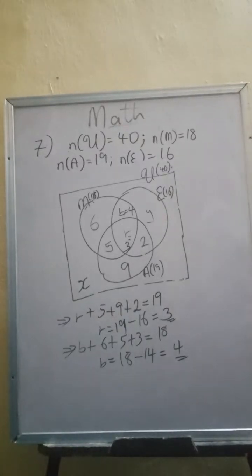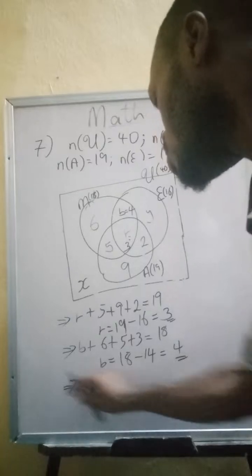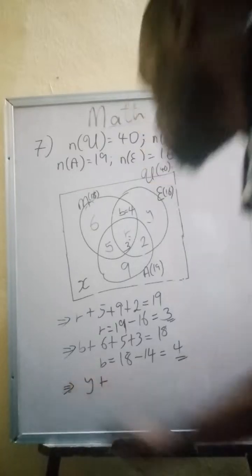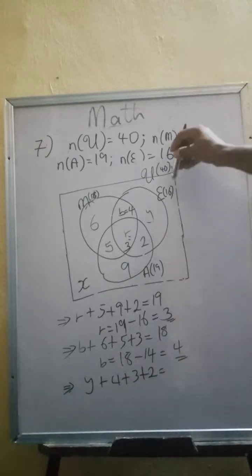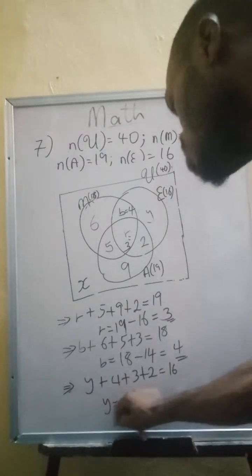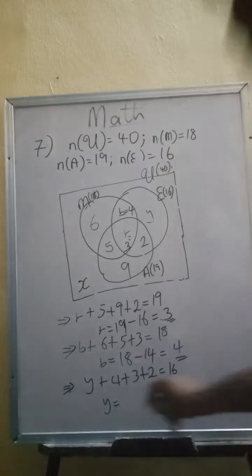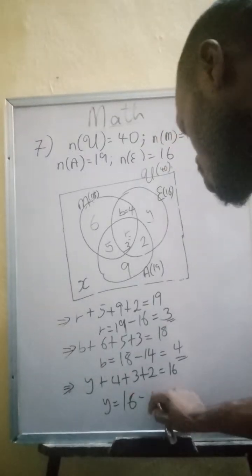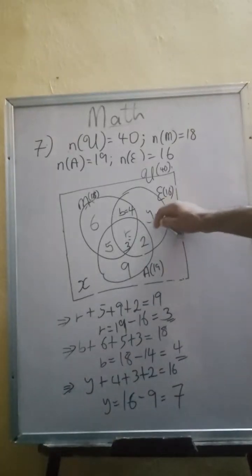Now we can comfortably find Y. So Y plus 4 plus 3 plus 2 equals 16. That means Y is going to be 16 minus 4 plus 3 is 7 plus 2 is 9. So you have 16 minus 9, which is 7. So this is 7.